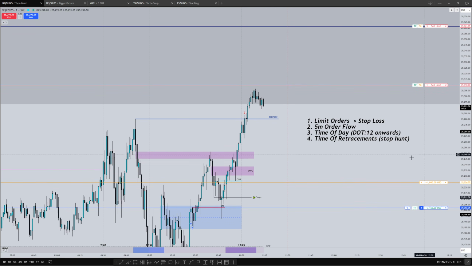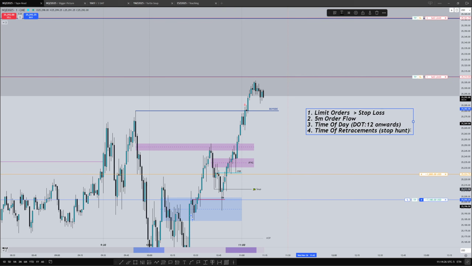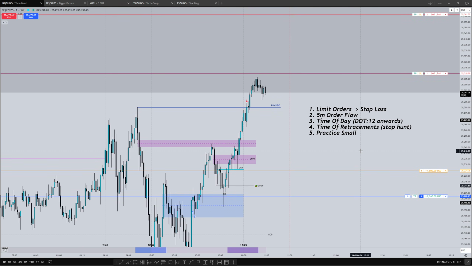Easy peasy. So I guess the fifth rule here is practice small. If you want to get good at holding runners, and if you want to get past that mental block of 2 to 1, because for a very long time I thought 2.5 to 1 was the peak of my existence. To be honest, it's profitable, so there's nothing wrong with that. But I thought 2.5R consistently every trade was a very challenging thing to do, because I just didn't see enough opportunity.